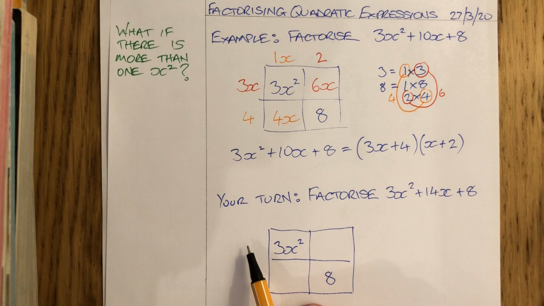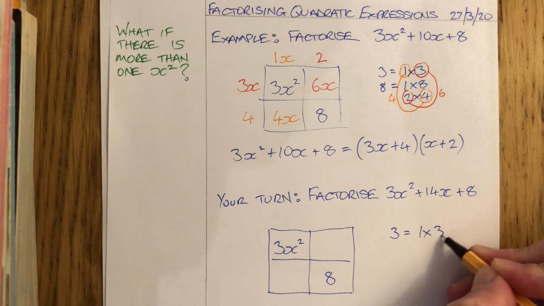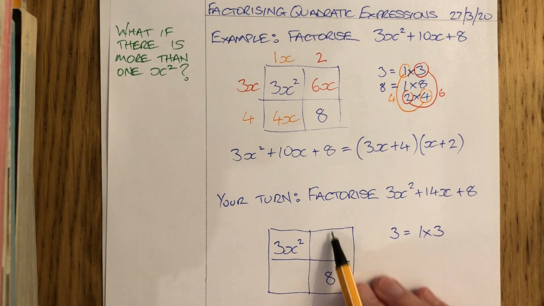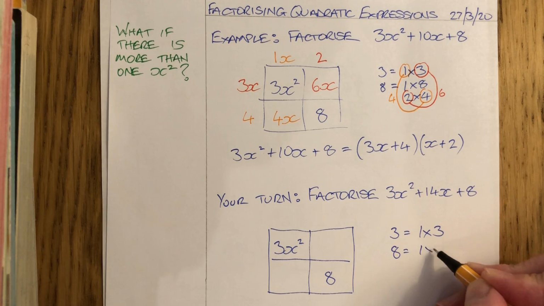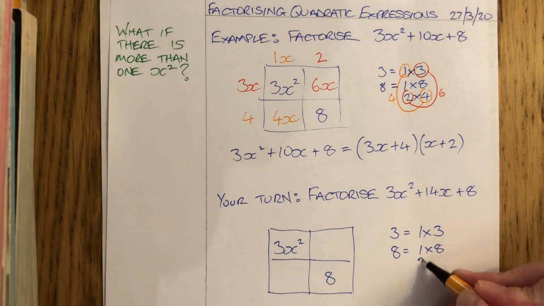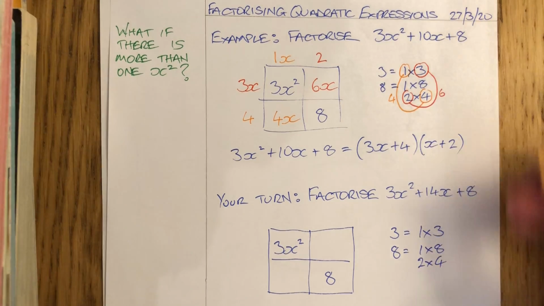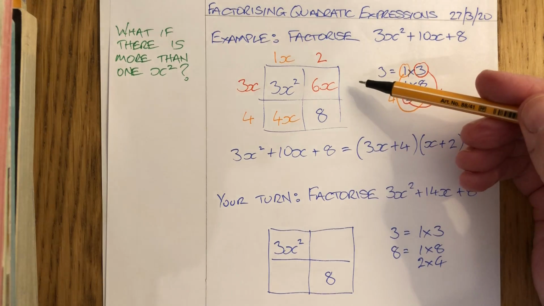This 3 is made by multiplying this number by this number. So how many different ways can you make 3 from multiplication? 1 times 3. That's it. This 8 is made by multiplying this by this. So how many different ways can you make 8? Well, 1 times 8 is possible. 2 times 4 is possible. They're exactly the same as up here, aren't they? All right. Up until now, everything is the same as on this one.